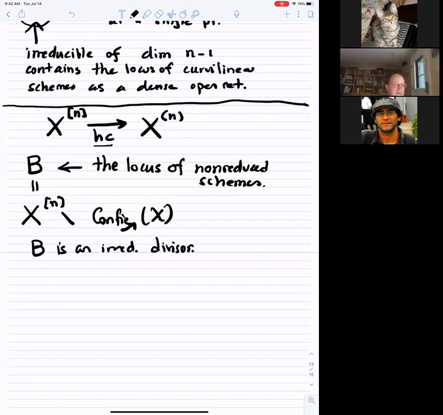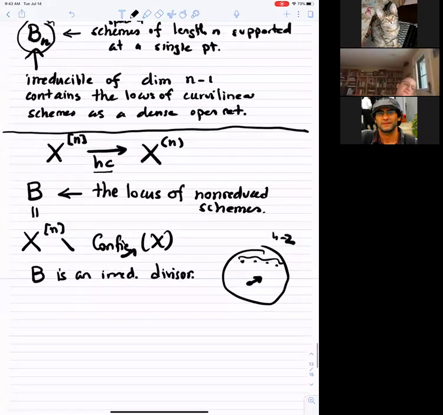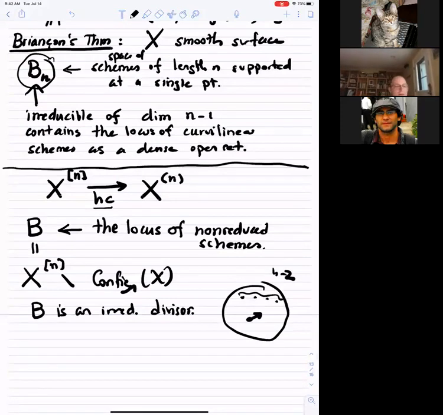Okay. That will be an important thing for us to know. In other words, the typical point of B looks like you have n minus 2 distinct points and 1 double point, and everything is in the closure of that. The way you show that this is irreducible is that because of Briançon's theorem, there isn't enough space to make too many of the points collide and get enough extra dimension to add more components. Because these Briançon schemes are irreducible and they're in the closure of these curvilinear schemes, you can tell that B is an irreducible divisor, okay?